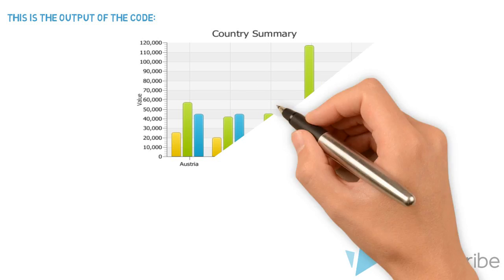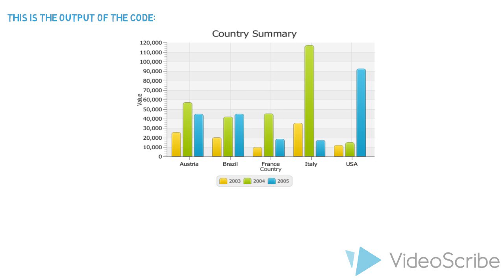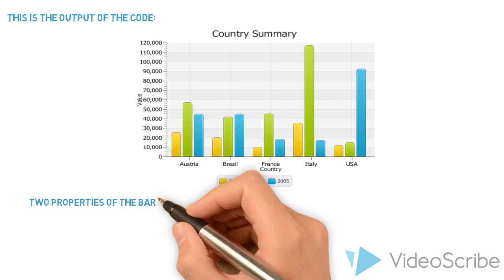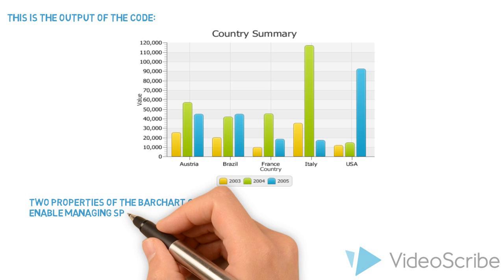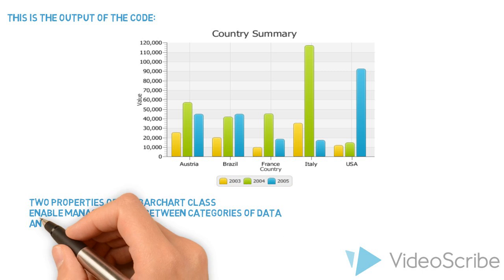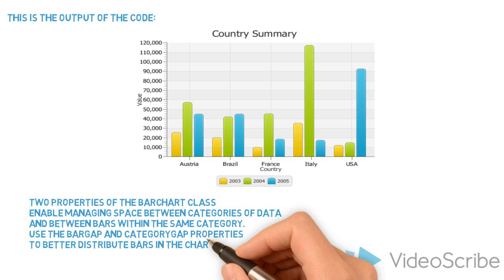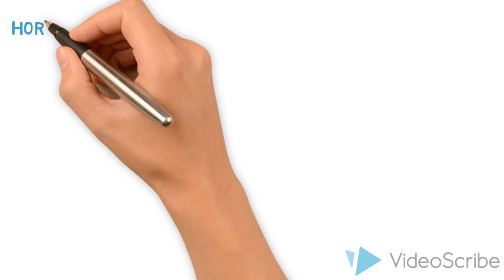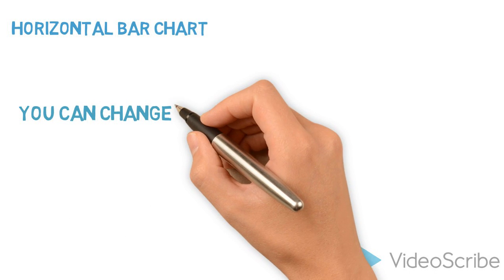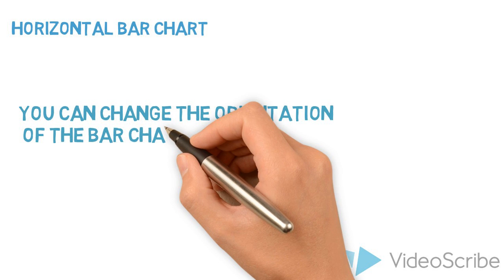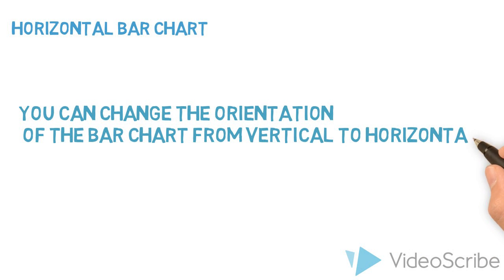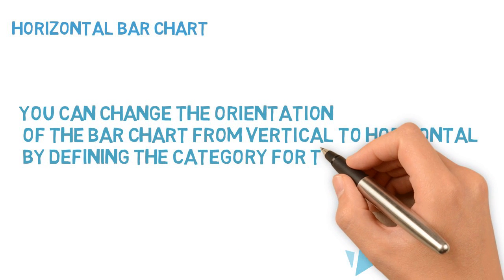Two properties of the bar chart class enable managing space between categories of data and between bars within the same category. Use the bar gap and category gap properties to better distribute bars in the chart plot. Horizontal bar chart. You can change the orientation of the bar chart from vertical to horizontal by defining the category for the vertical axis. This is the sample code of a horizontal bar chart.